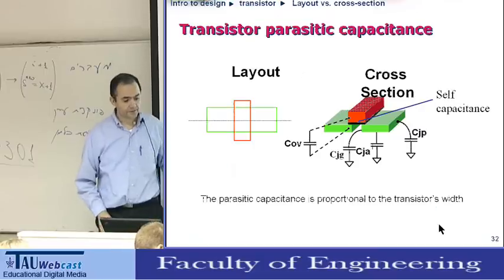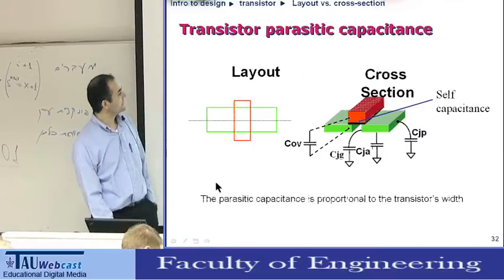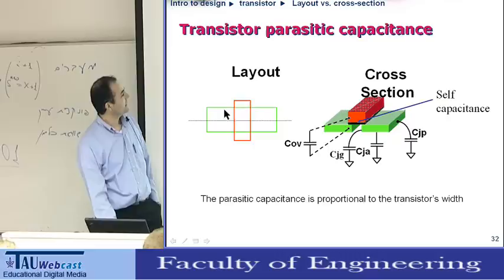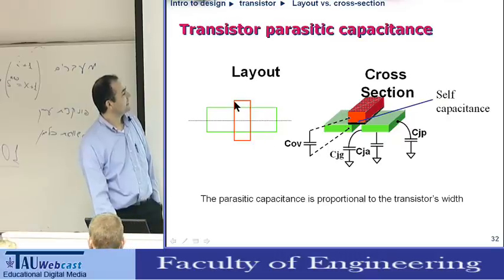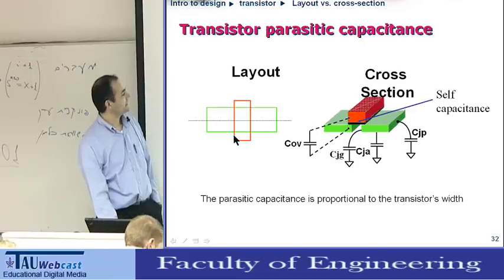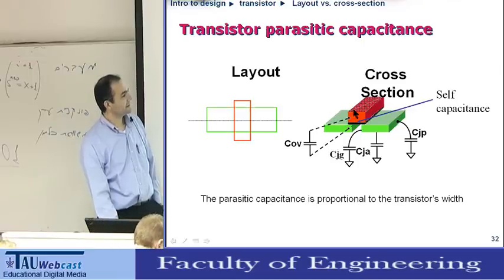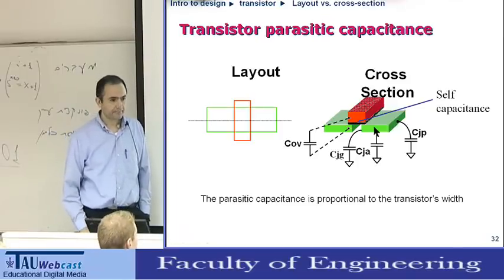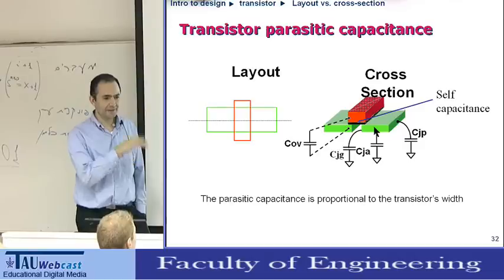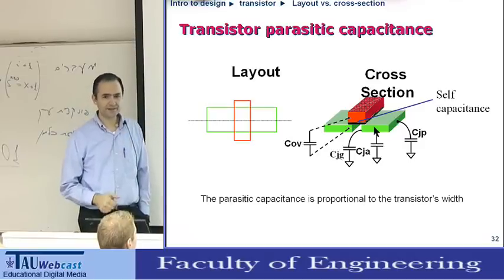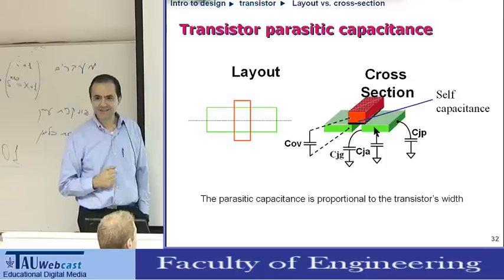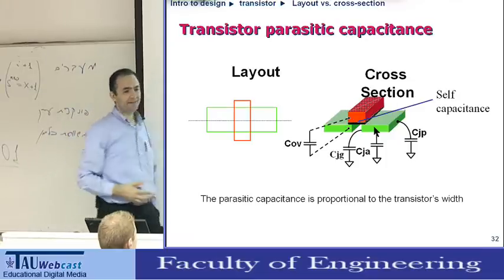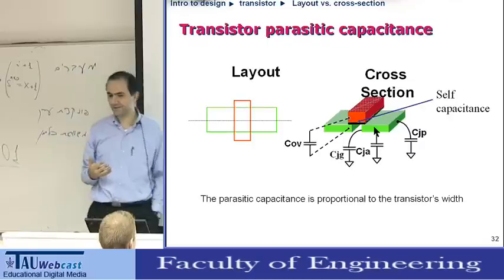Okay. So this is an example. What we see from above on the layout is a green area, a green rectangle, and then a red rectangle on top of it. The red is the gate, and the green is the active area, which consists of the source and drain. Okay, so this is just the transistor. Later we have more and more layers. We'll start with just 2 layers. Okay, so this cross eventually is a transistor.